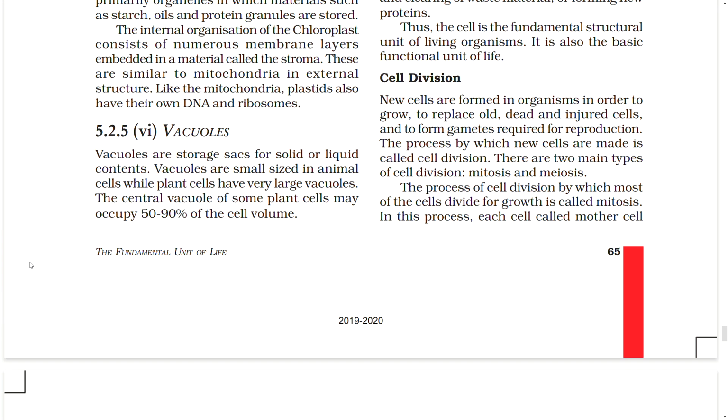Vacuoles. Vacuoles are storage sacs for solid or liquid contents. Vacuoles are small in animal cells, while plant cells have very large vacuoles. The central vacuoles of some plant cells may occupy 50 to 90% of the cell volume.